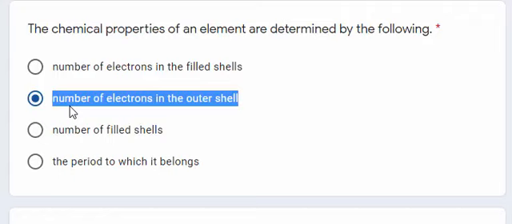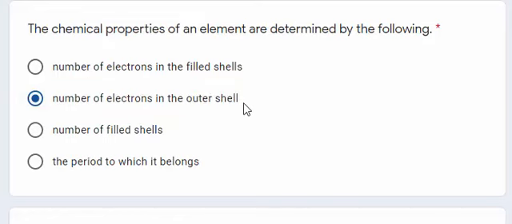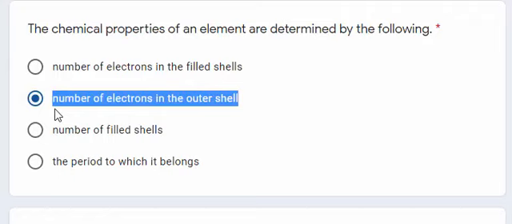If we have a metal and a non-metal, we are going to have an ionic bond, where the valence electrons are going to be transferred from the metal to the non-metal. It's not the number of electrons in the filled shells that's going to matter. It's the number of electrons in the valence band.